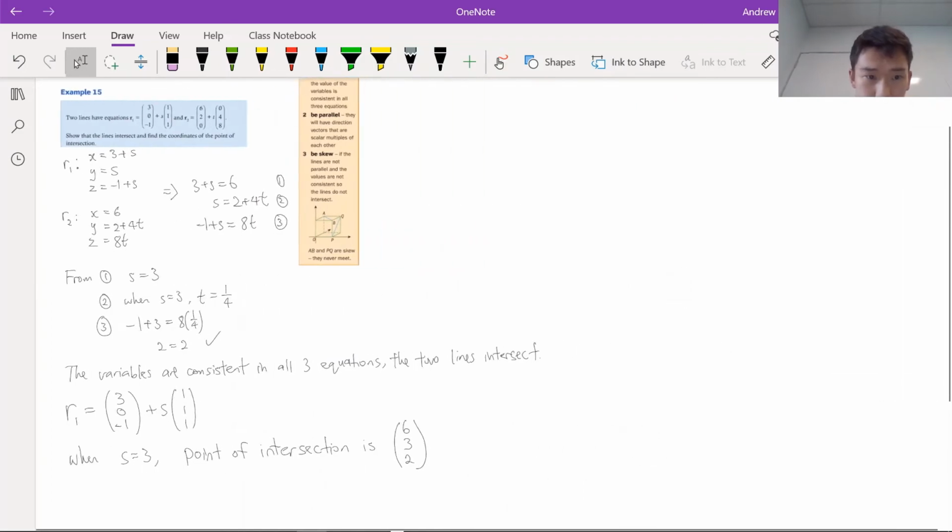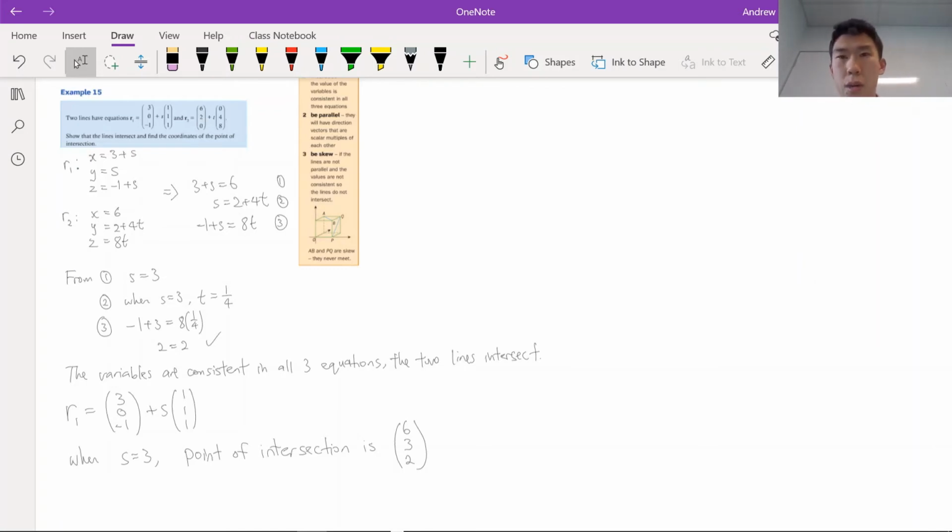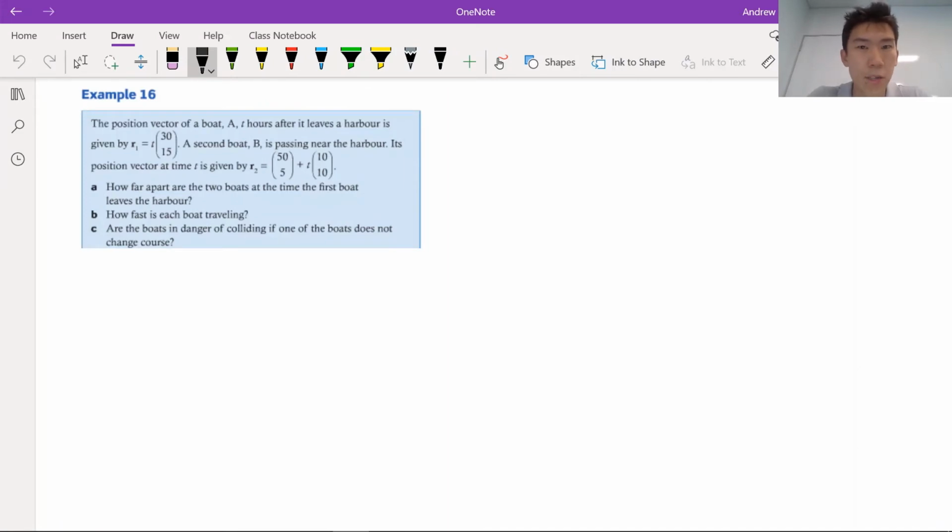Okay, starting to get a little bit more difficult. Right, but that's how you approach a question using the vector equations of a line. Let's have a look at a vector application question.